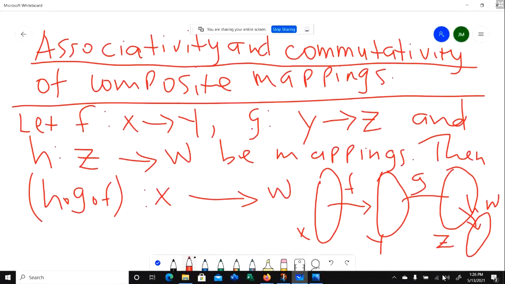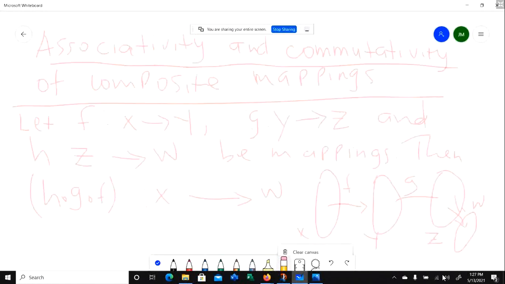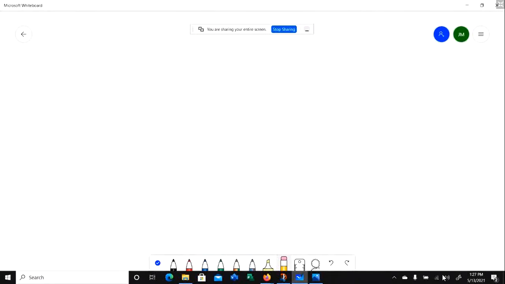Now, we would like to find out whether the associative property is obeyed by this composition of maps. We would like to check whether the associative property is obeyed. So, bearing that sequence of mappings in mind, I want to clear that page. Let me put it here just for illustration. We have the set X. Under F, it is mapped to Y.